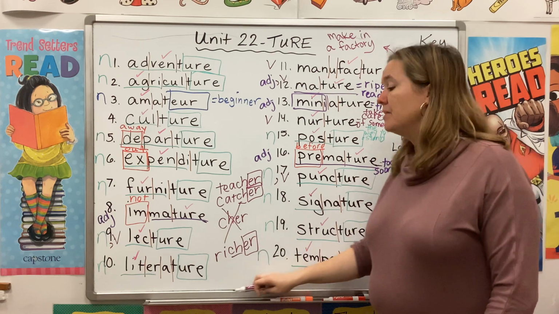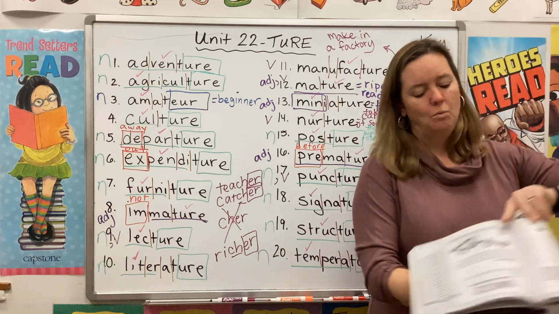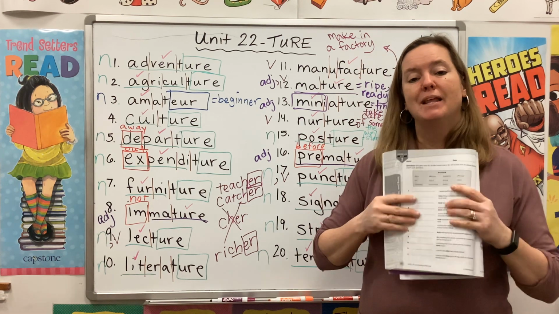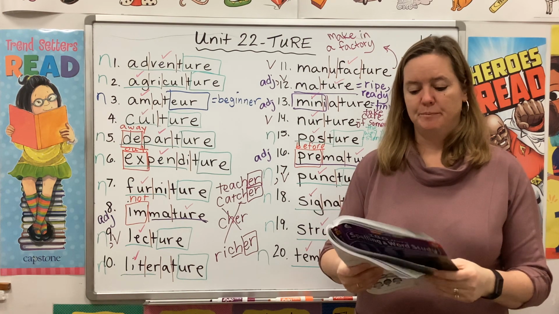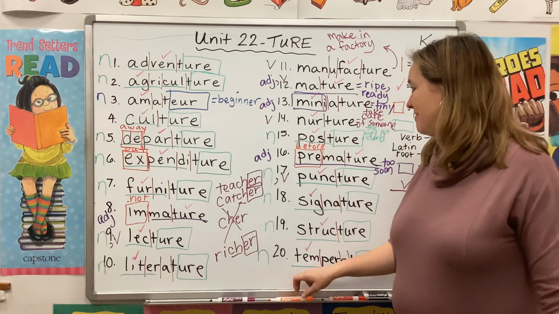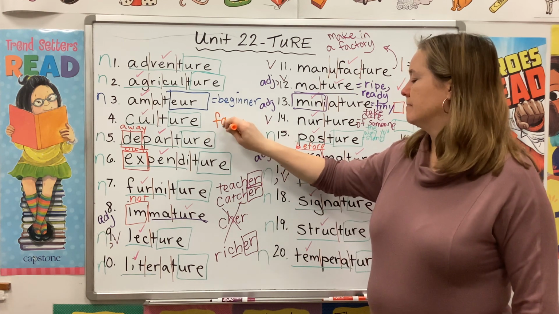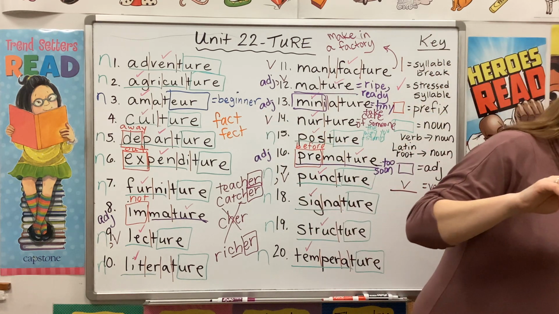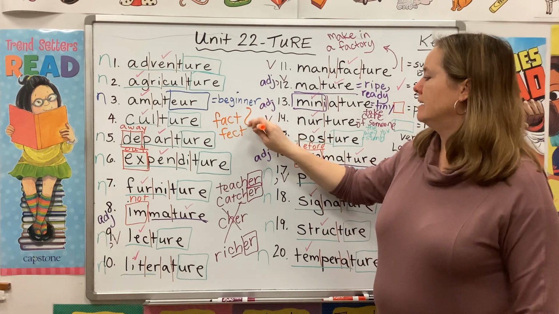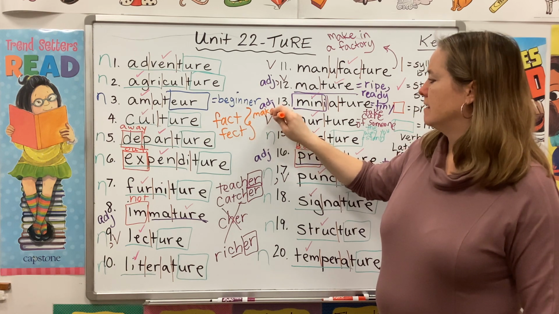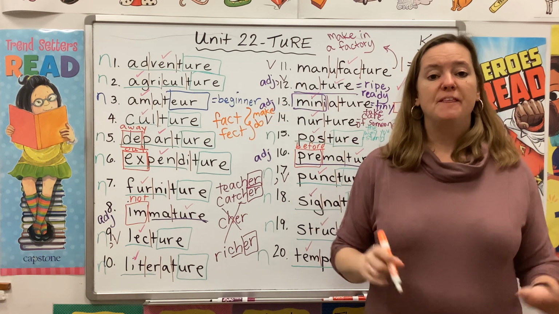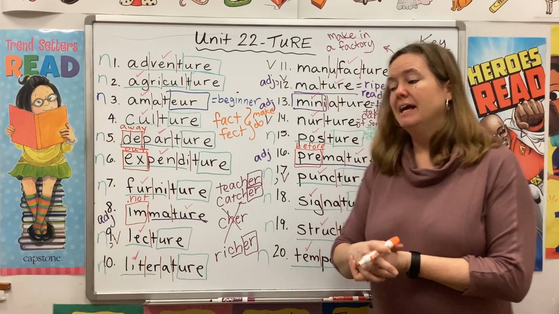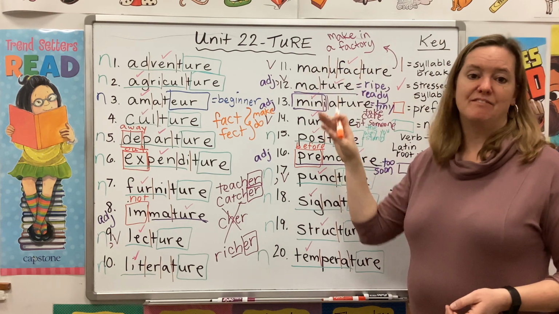Okay? The last thing I wanted to talk about, when you get to page 140, I have a new Latin root for you. FACT and FECT. Fact and FECT both mean to make or do. So think about a factory. It's a place where we make stuff, right? When you manufacture stuff, you make stuff.